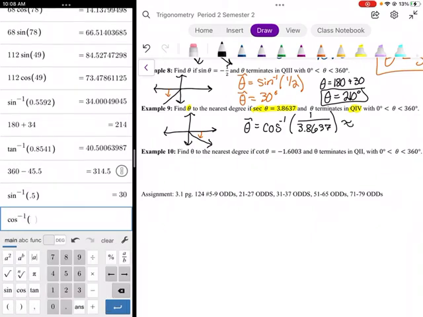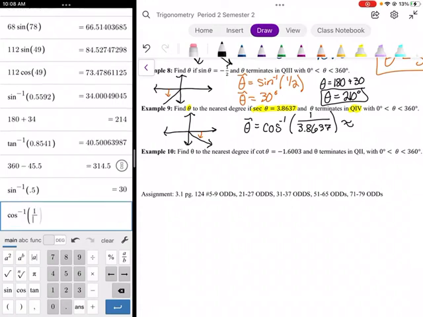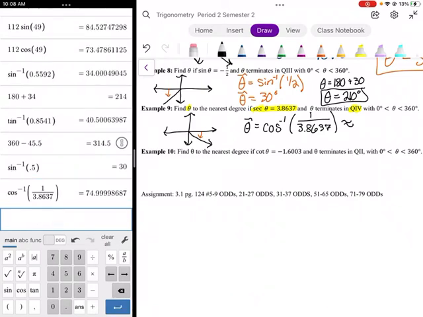So it's very similar to what we did last chapter. We just remember, do not include the negatives. And this one would be, if we rounded it, 75 degrees about. And because this is in quadrant 4, to figure out theta, we're going to take 360 minus 75, and that will equal 285 degrees.